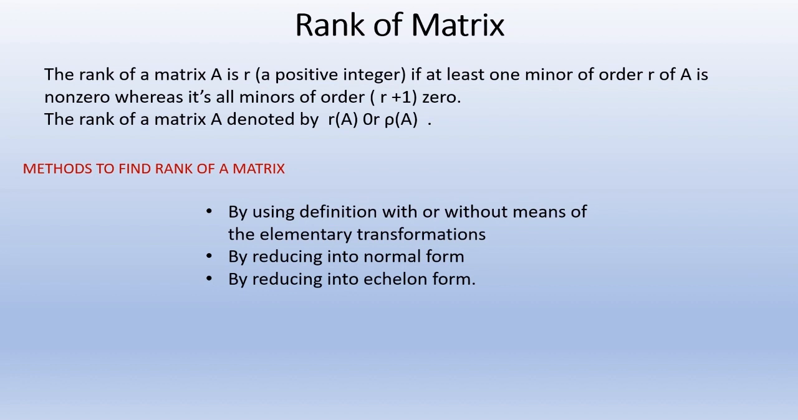order r of A is non-zero, whereas all minors of order r plus 1 are 0. The rank of a matrix A is denoted by rho(A) or R(A).